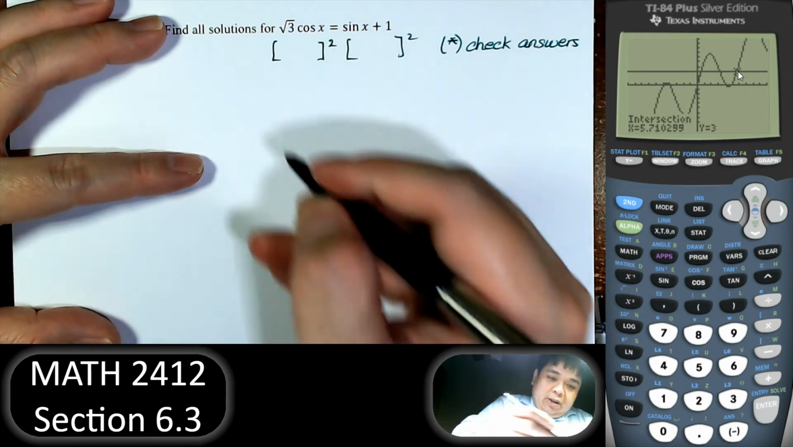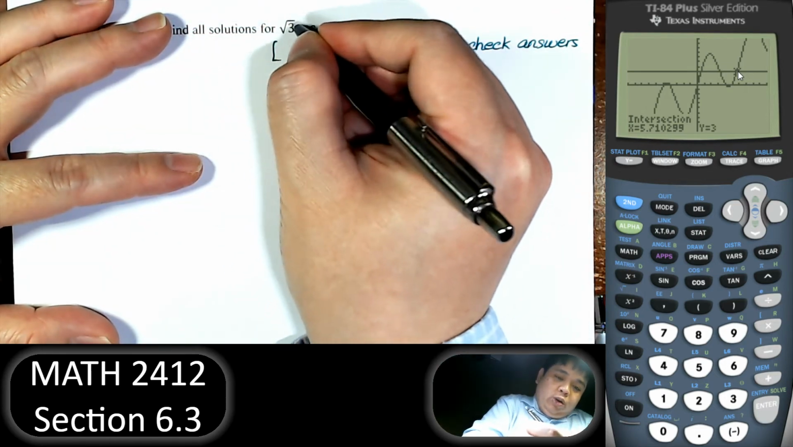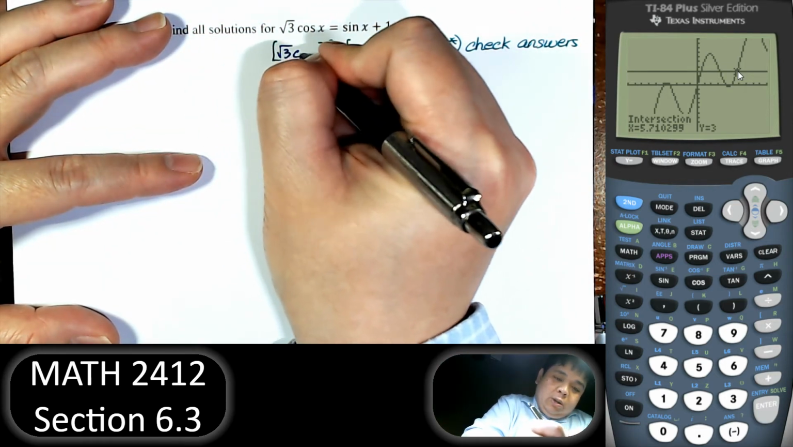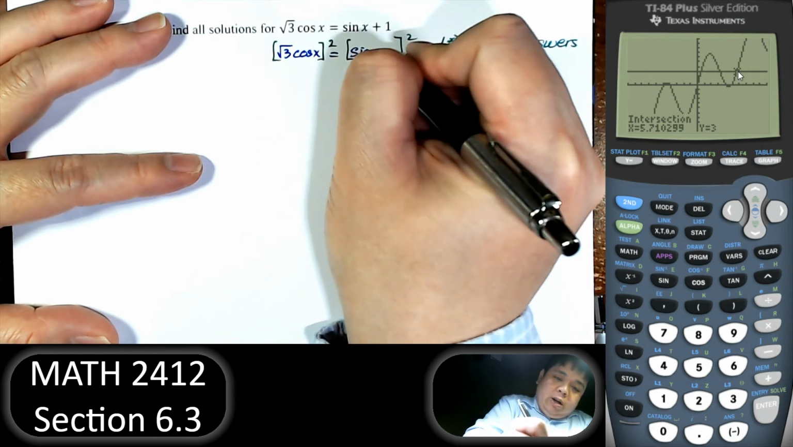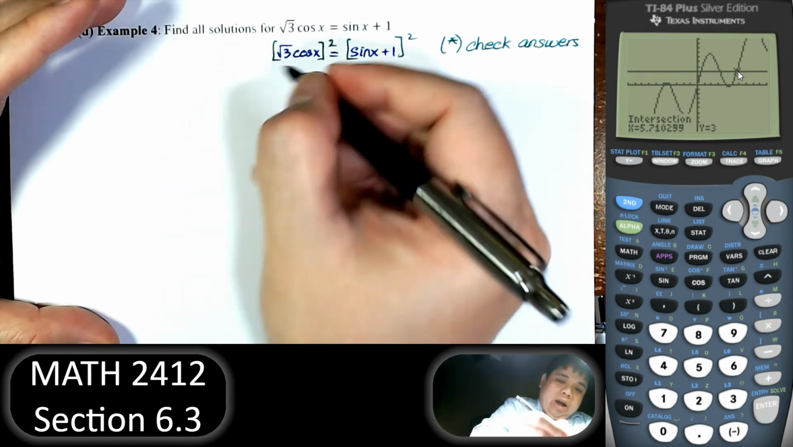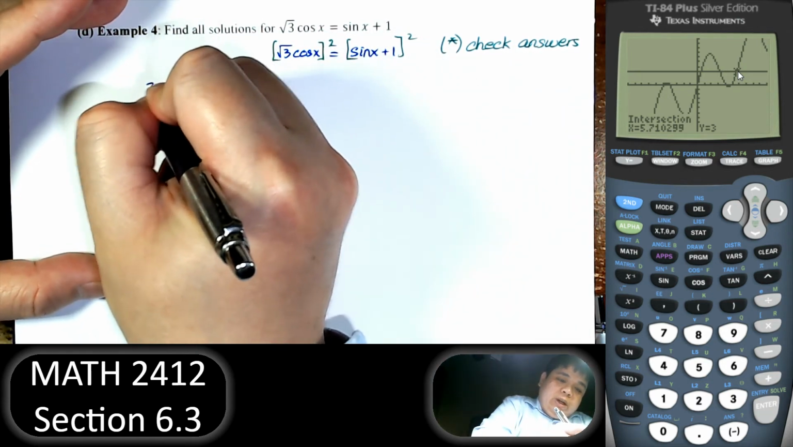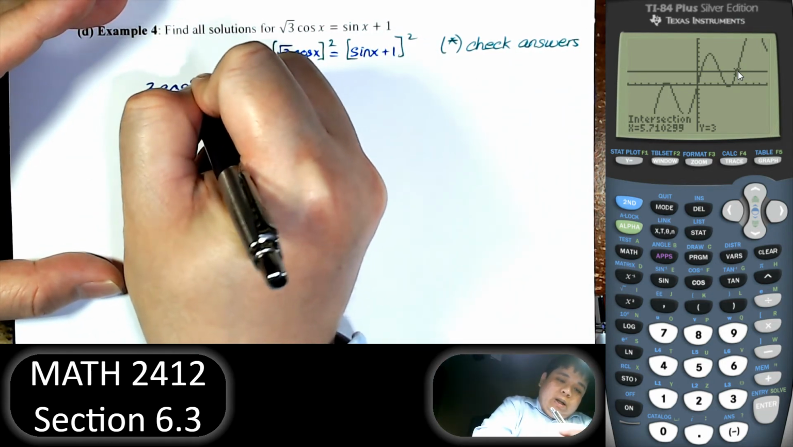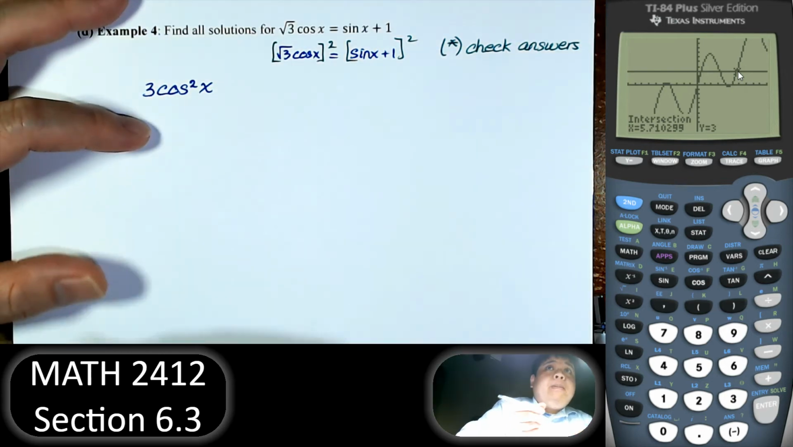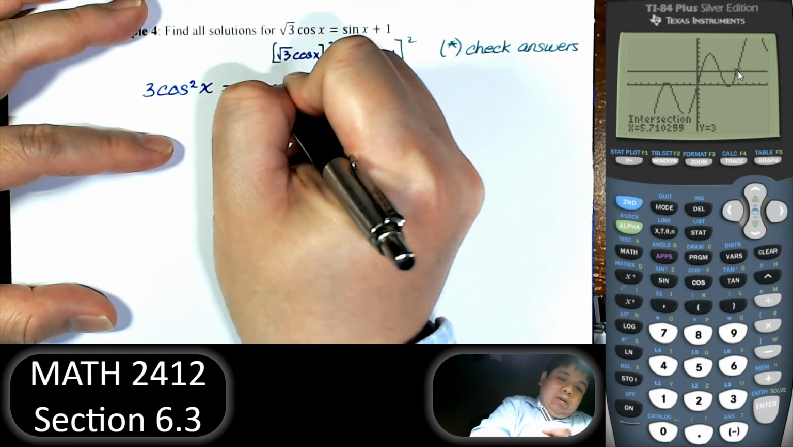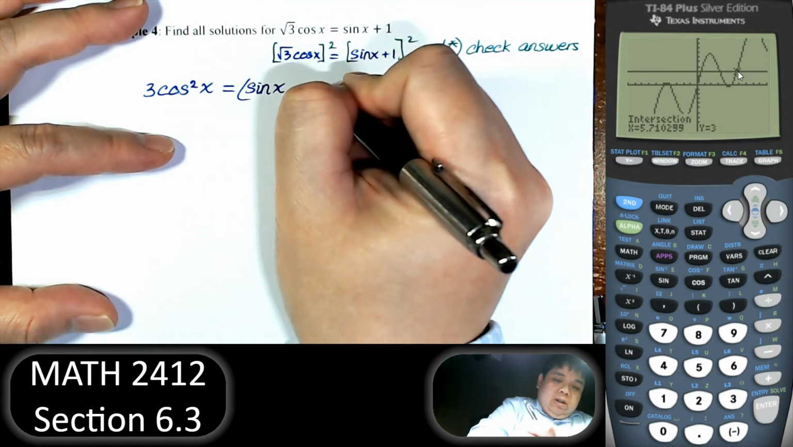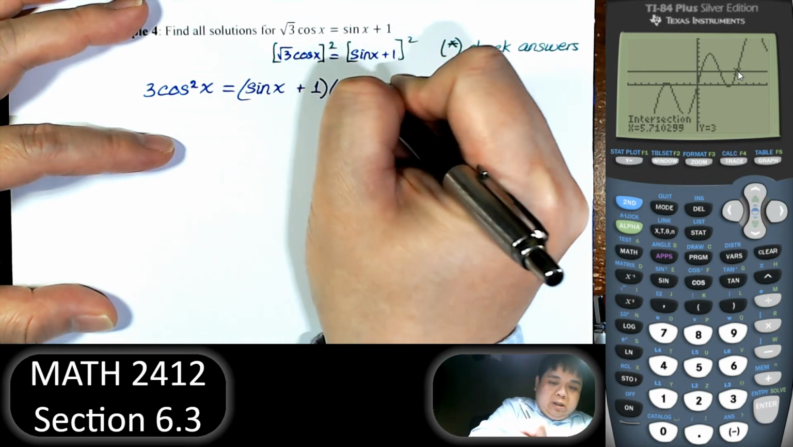So we will have square root of 3 cosine of x equals sine x plus 1. Right. Square the left hand side, we have 3 cosine square of x, which is good. Now the right hand side, we have sine x plus 1 times sine x plus 1.